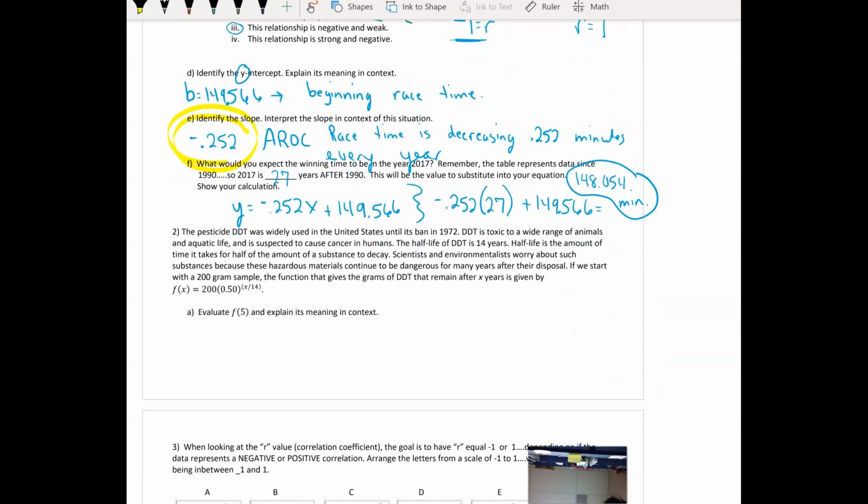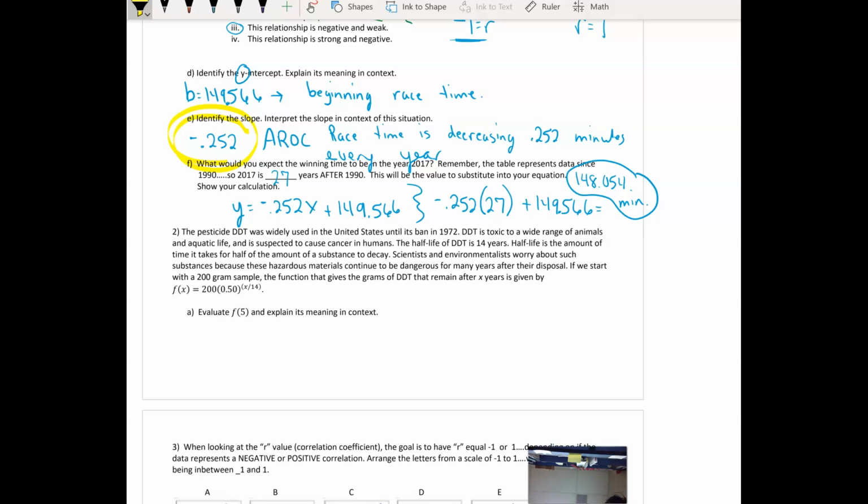All right, let's take a look at the next question. So question number 2: the pesticide DDT was widely used in the United States until it was banned in 1972. It does say that DDT is toxic to a wide range of animals in aquatic life and is suspected to cause cancer in humans. The half-life of DDT is 14 years, and half-life is the amount of time it takes for half of the amount of a substance to decay. So scientists and environmentalists worry about such substances because these hazardous materials continue to be dangerous for many years after their disposal.